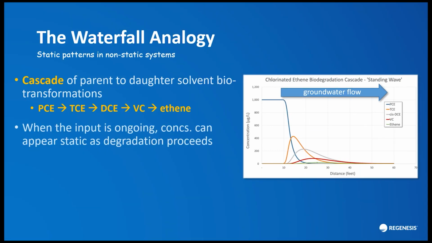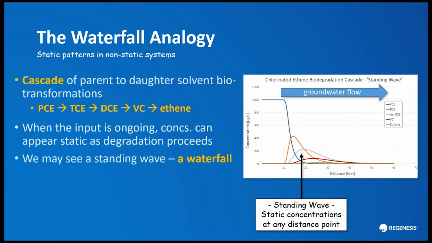When the input is ongoing, concentrations at any point along this wave can appear static as degradation proceeds. In other words, we've got a standing wave, a waterfall. The system is fluxing all the time, the actual molecules are changing all the time, but the pattern and the concentrations that we see at any distance point along this wave remain broadly the same. That's our waterfall, that's our fixed cascade.